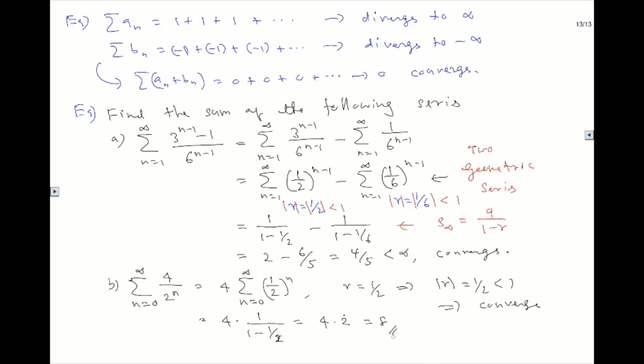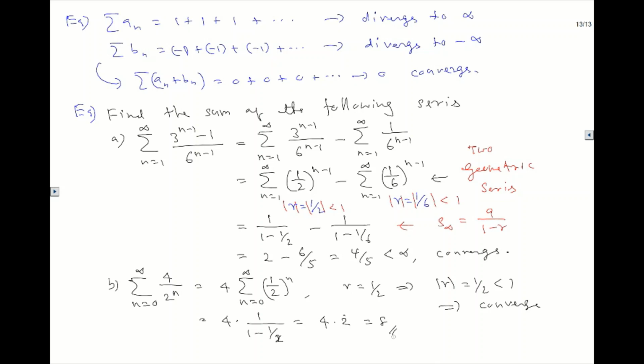So you can see that these are kind of interesting examples. This is very useful. Yeah, so this is how you do the examples. So this is the end of the introduction to series.